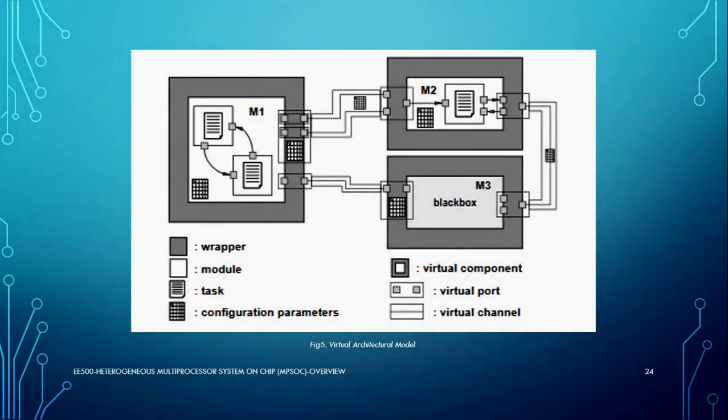Here we can see the virtual architectural model. The gray box we can see is the wrapper. It has some virtual components and virtual ports associated with it. It has a virtual channel which connects them, and there are predefined configuration parameters associated with it.